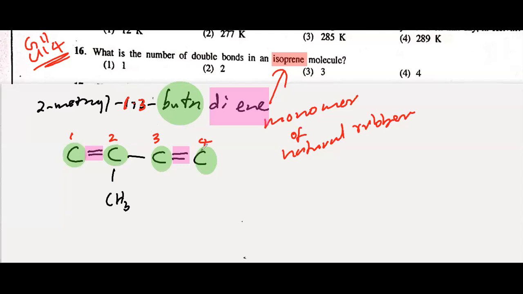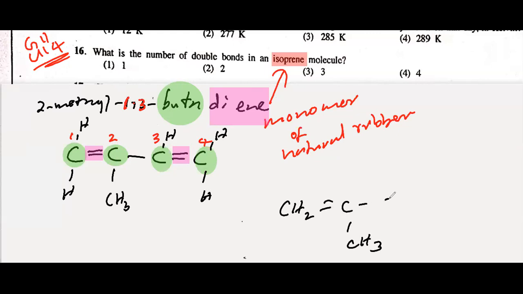Around each carbon there must be 4 bonds. So for this carbon, to make 4 bonds I had to add 2 hydrogen. Then 2 plus 2, 4. This carbon I need only 1 hydrogen to make 4 bonds. This carbon already has 4 bonds, so I don't need to add any hydrogen, right? This one I had to add 2 hydrogen. That is the structure of isoprene. CH2, C double bond CH3, then C double bond CH2, like that. Here you get CH. This is the structure of the isoprene molecule.